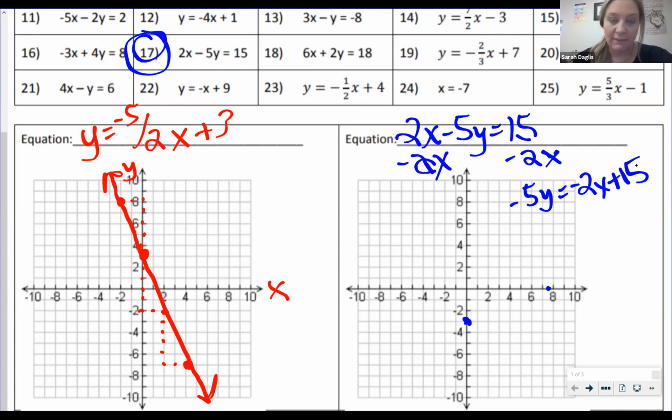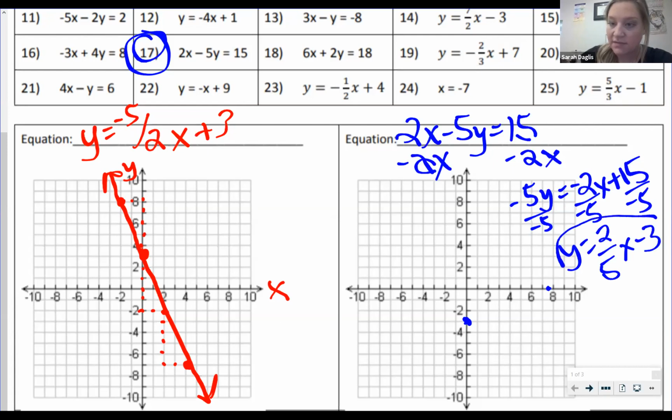Final step to get the y by itself, I see a negative 5 being multiplied to it, so opposite of that, we're going to divide each piece by negative 5. So we have y equals negative 2 divided by negative 5 is going to be positive 2 over 5x. And then 15 divided by negative 5 is negative 3. Okay, so I could graph this line.